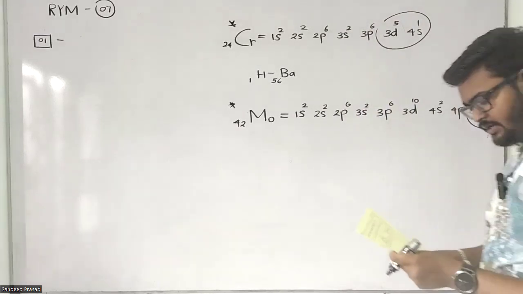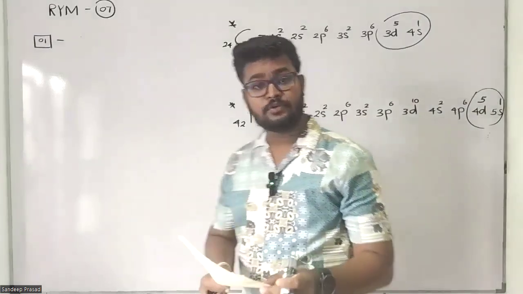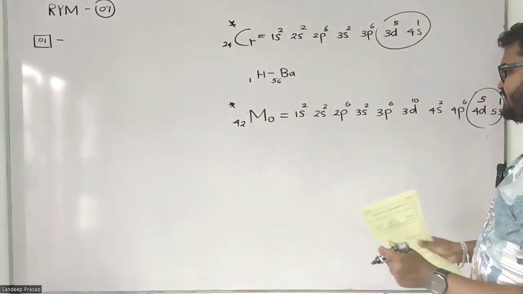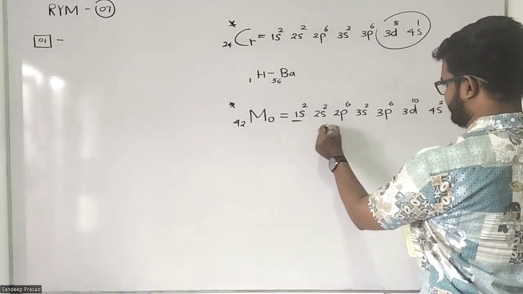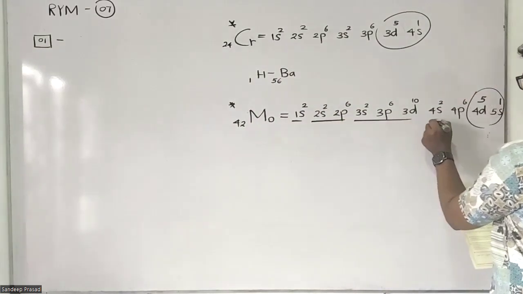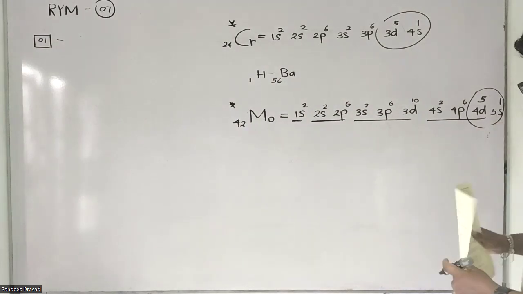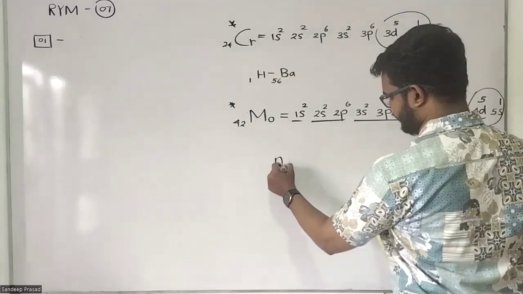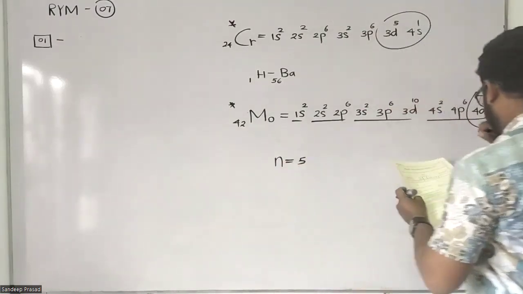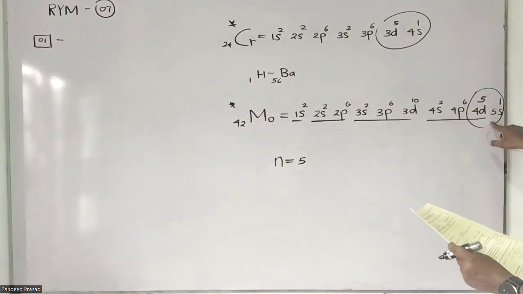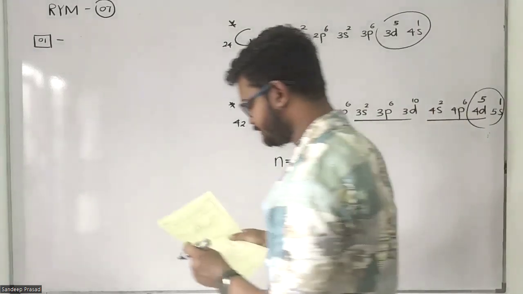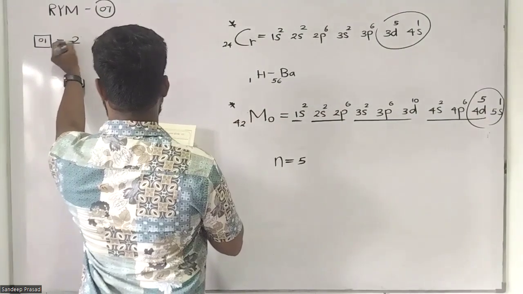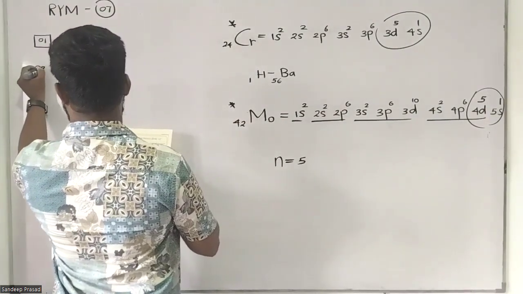So they're asking the number of electrons in the outermost energy level of the element with the atomic number 42. So you can see that these are the electrons in the first principal energy level, second, third, fourth, and we know that the outermost principal energy level is the fifth principal energy level, n equal 5. So in the fifth principal energy level, there is only one electron. So therefore, we can consider that there is only one electron. Question number 1, answer is the second one. Very easy.